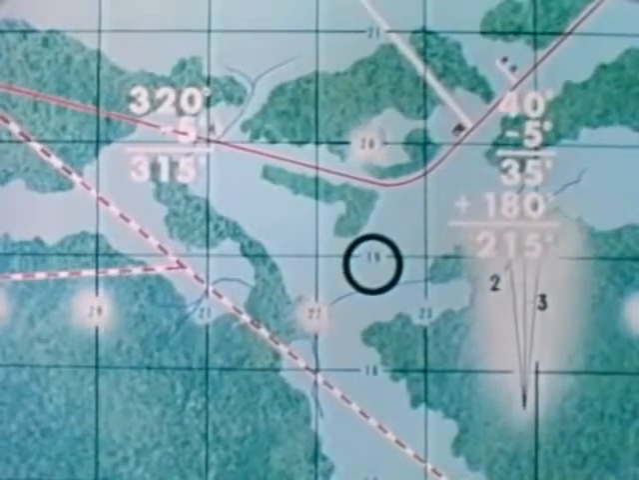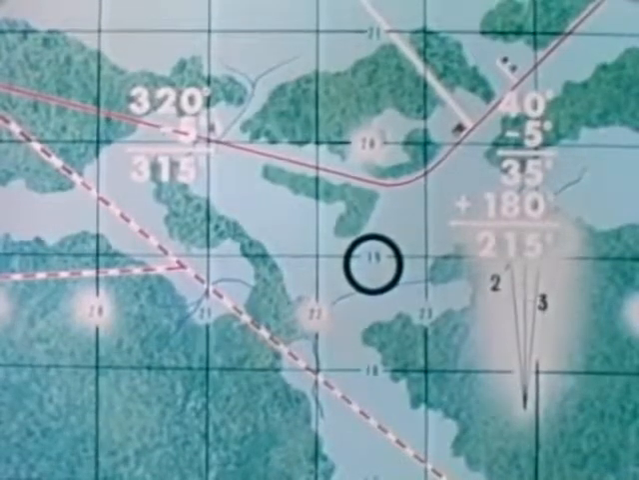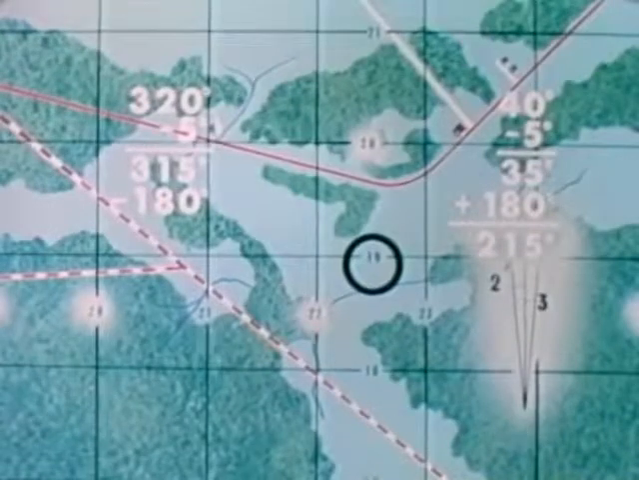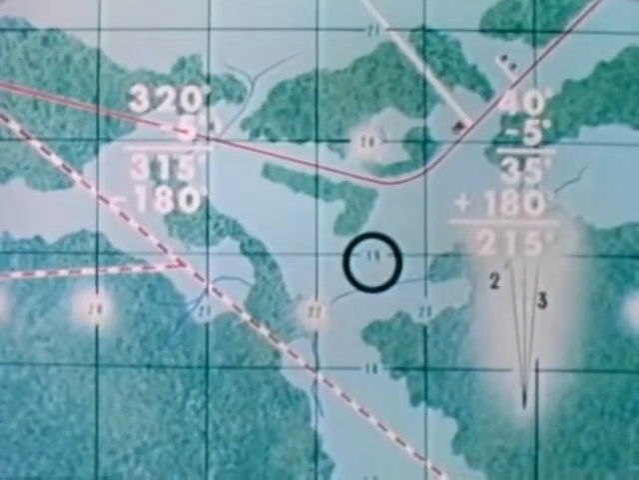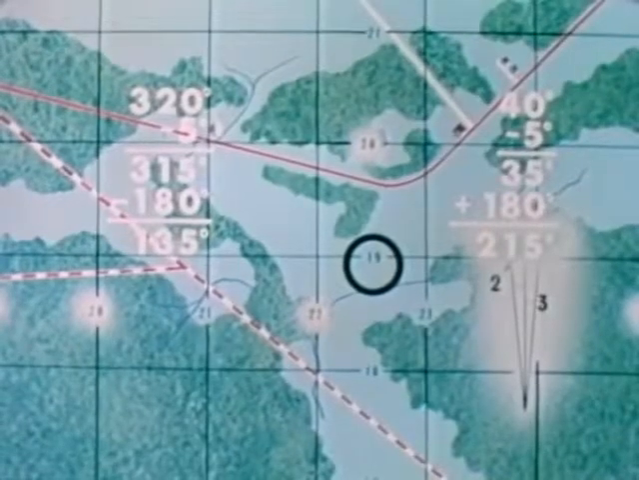Back azimuths are obtained by adding 180 degrees to any azimuth which is less than 180 degrees, or when an azimuth is more than 180 degrees, by subtracting 180 degrees from it. With the back azimuths thus obtained, you are ready to determine your position.